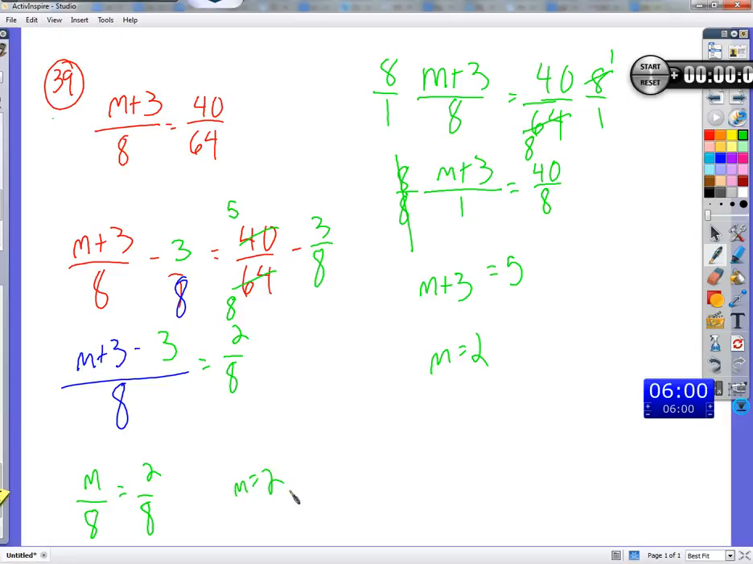That works too. All right, so let's pack up our stuff.